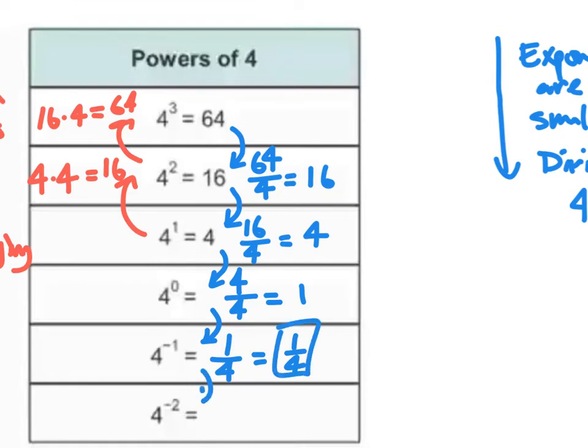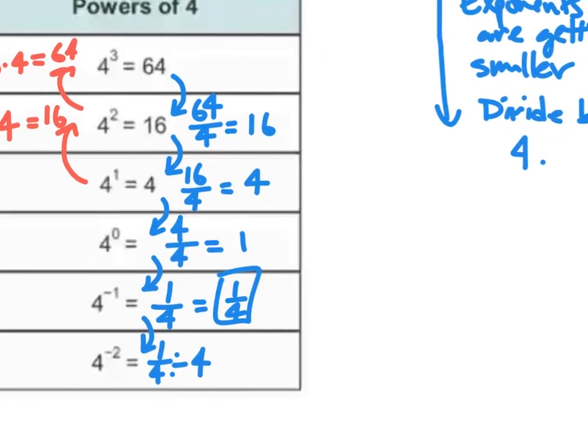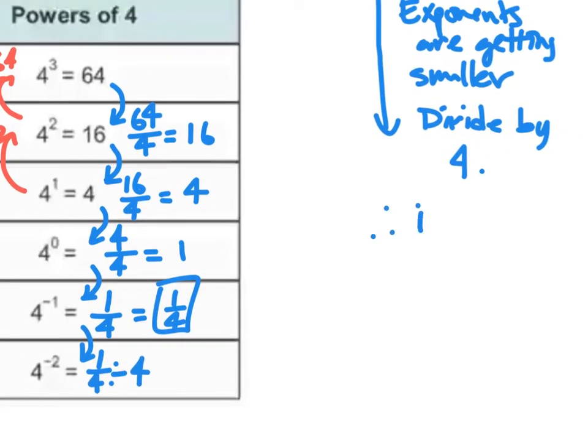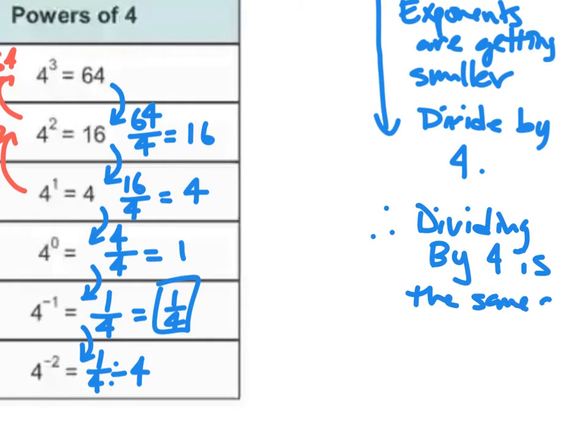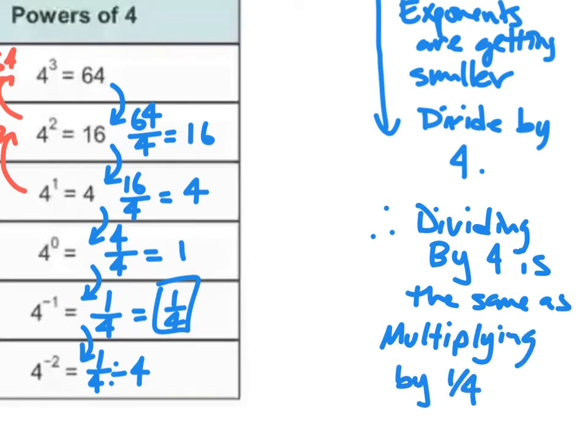Let's go the same way, and I'm going to do 1/4 divided by 4. Dividing by 4 is the same as multiplying by the reciprocal, 1/4. So I'm going to rewrite this as 1/4 times 1/4. When we multiply fractions, we simply multiply across. 1 times 1 gives me 1. 4 times 4 gives me 16.